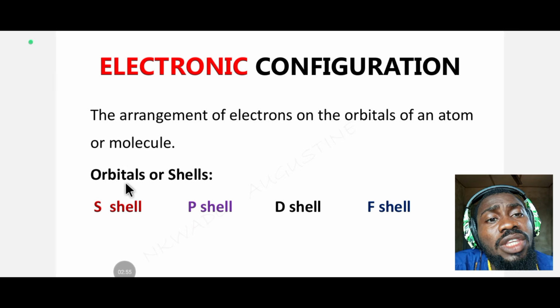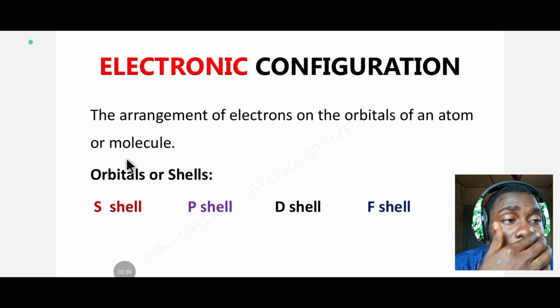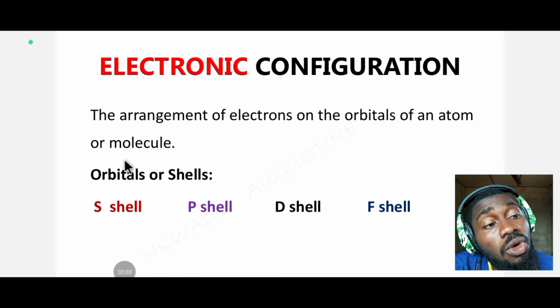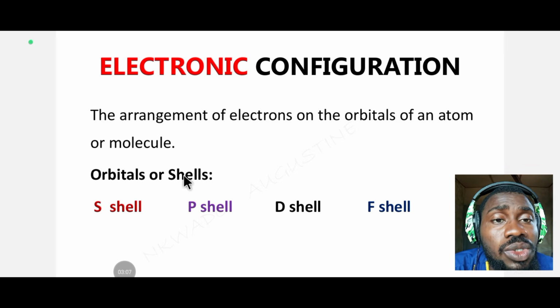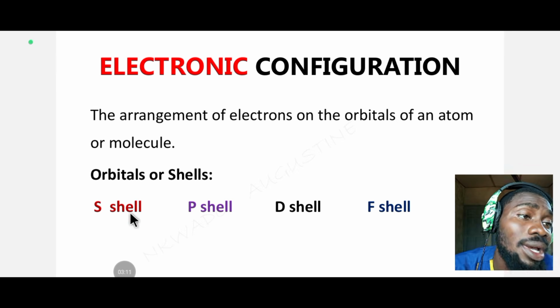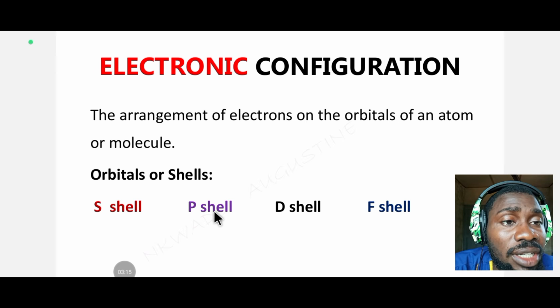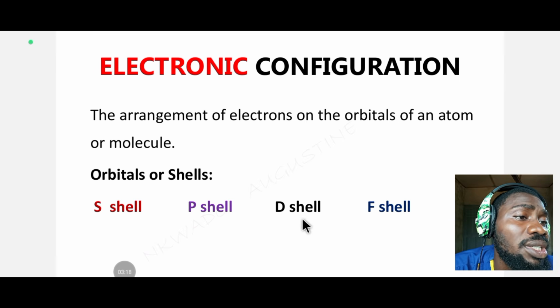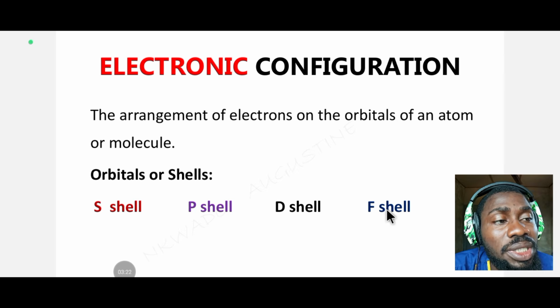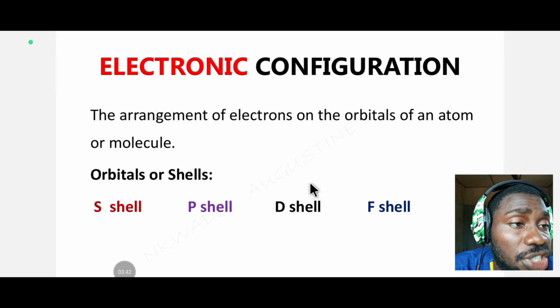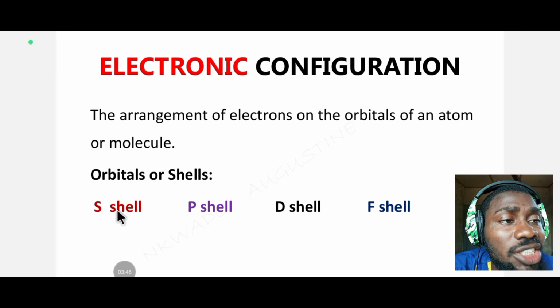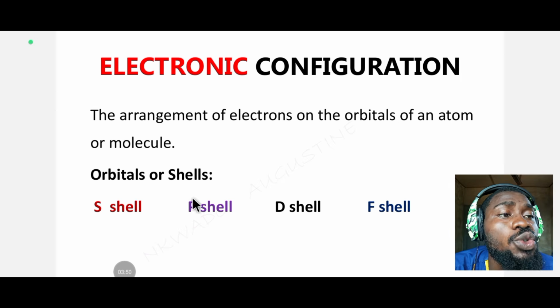So the orbitals or shells in this electronic configuration: we have 4 orbitals. You can call it orbital or you can call it shell. The first is the s shell or s orbital, whichever you prefer. The p shell or p orbital. The d shell or d orbital. Then the f shell or f orbital. So we are using the SPDF orbitals. This is the subshell. There is also the main shell of the atom itself, but this is the subshell used for electronic configuration, for the arrangement of electrons on the orbits of an atom or molecule.